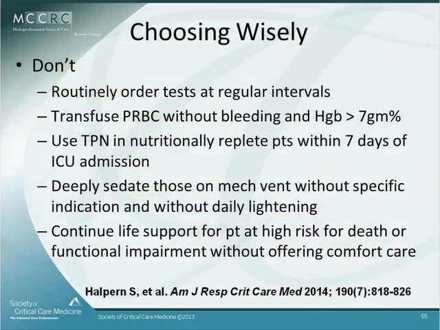The Choosing Wisely campaign, which had representation from SCCM, has admonished us for things that we should not do. This is the structure. Routinely order lab tests at regular intervals. Instead, order them on demand. Transfuse packed cells without bleeding for people with a hemoglobin above 7. Use TPN in nutritionally replete patients earlier than 7 days of their ICU admission. Don't deeply sedate those on ventilation without very specific indications for doing so and without providing a spontaneous awakening trial. And don't continue life support for patients that are likely to die or have significant functional impairment without offering comfort care.